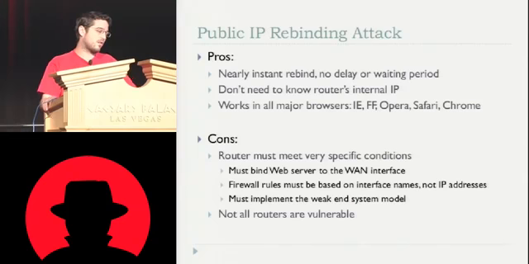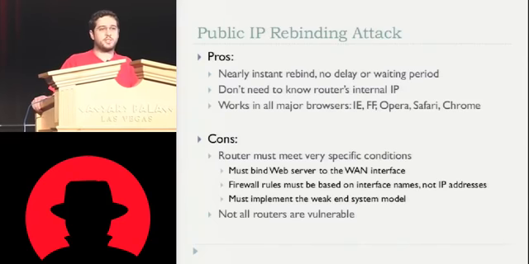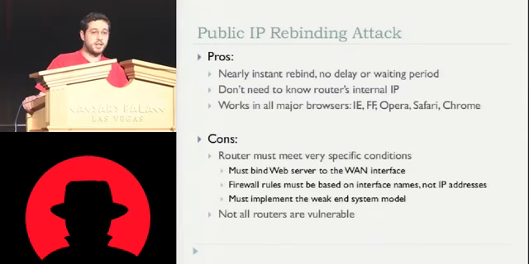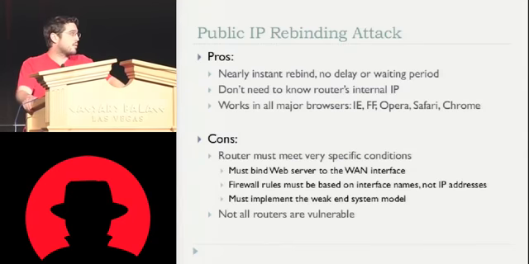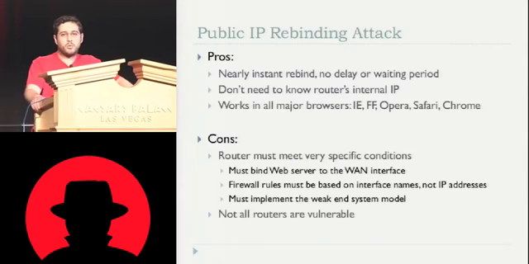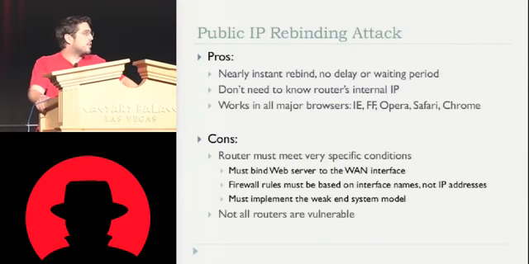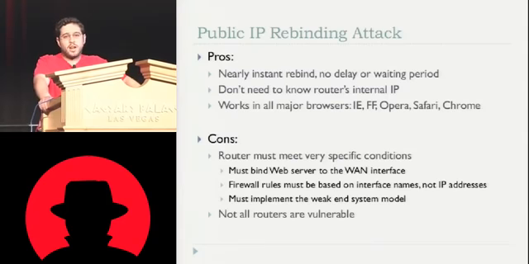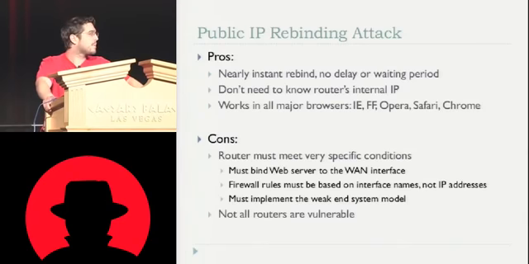The downsides are we have some very specific requirements on the router. Okay, we basically have three specific requirements. Okay, the router has to bind its services to the WAN interface. The firewall rules on the router have to block based on interface name and not destination IP or some similar configuration.